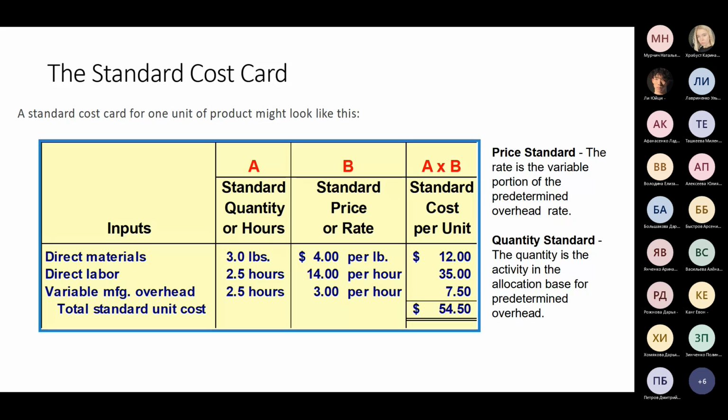The first part is the standard quantity, and the second is the standard price. So the price standard is the rate, this is the variable portion of the predetermined overhead rate. So how much does it cost to produce this unit of product? And standard quantity is the special quantity of material or of labor. It represents the activity in the allocation base for predetermined overhead. So total standard unit cost will be calculated as the standard quantity multiplied by standard price or standard rate for the specific unit.